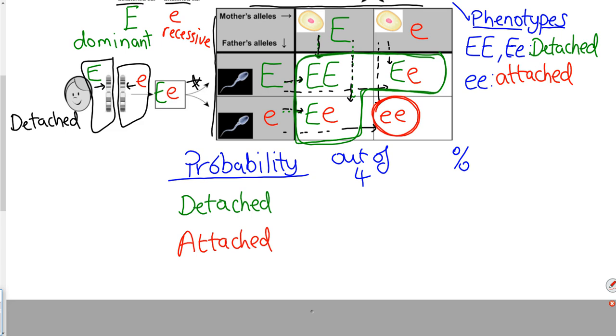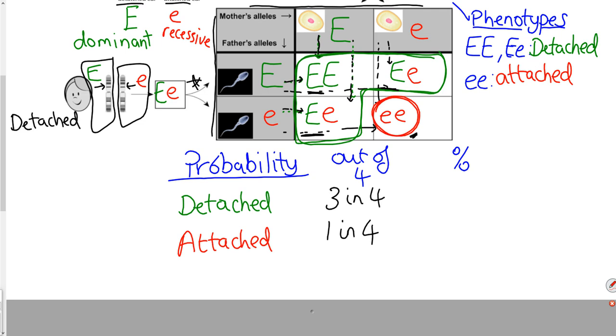What is the probability that their offspring will have attached earlobes out of 4? Well, attached earlobes is only this one here, 1 out of 4. What is the probability that their offspring will have detached earlobes? Again, it is this one here, and this one here. That is 3 boxes out of the 4. So we say there is a 3 in 4 chance.